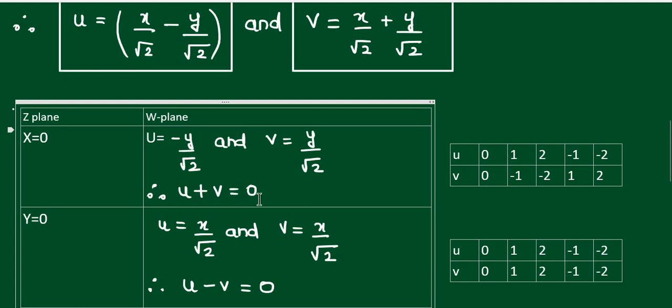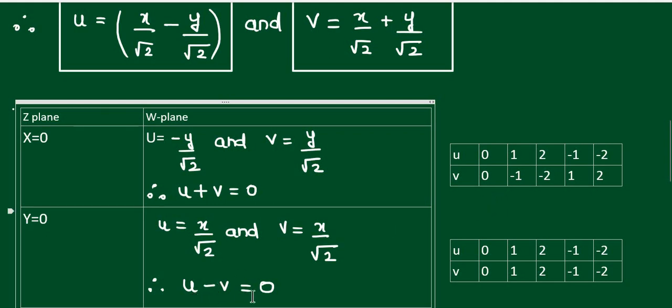So, u plus v equal to 0 is nothing but you can plot the table here, u, v. When u is 0, v is also 0. When u is 1, v is minus 1. When u is 2, v is minus 2. And when u is minus 1, v is 1. Thus, you have plotted the table for this equation. Now, using these points, you can draw the line.